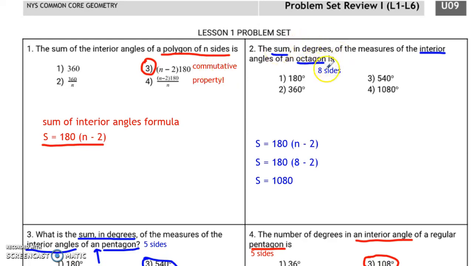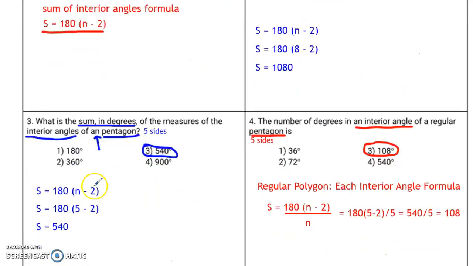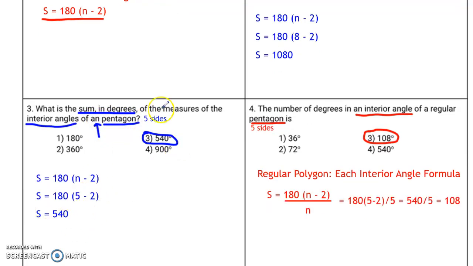An octagon has 8 sides, and the sum in degrees of these interior angles, we're using the same exact formula, the sum of interior angles formula. We know that n is 8 in this case, which means 1,080 degrees. That was choice 4, which I did not circle, but now I did. For question 3, the sum of degrees, same thing. We're doing the same formula, but in this case, it's a pentagon, which has 5 sides. Anyway, this should be 540 degrees.